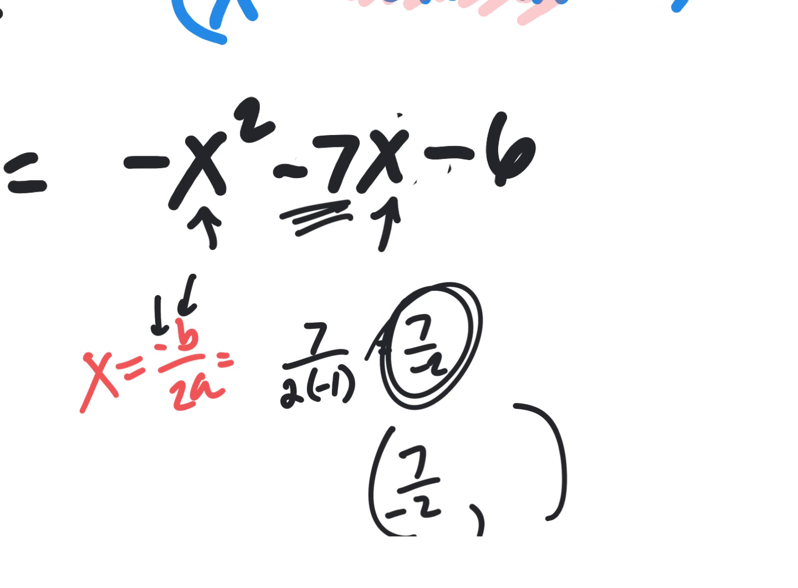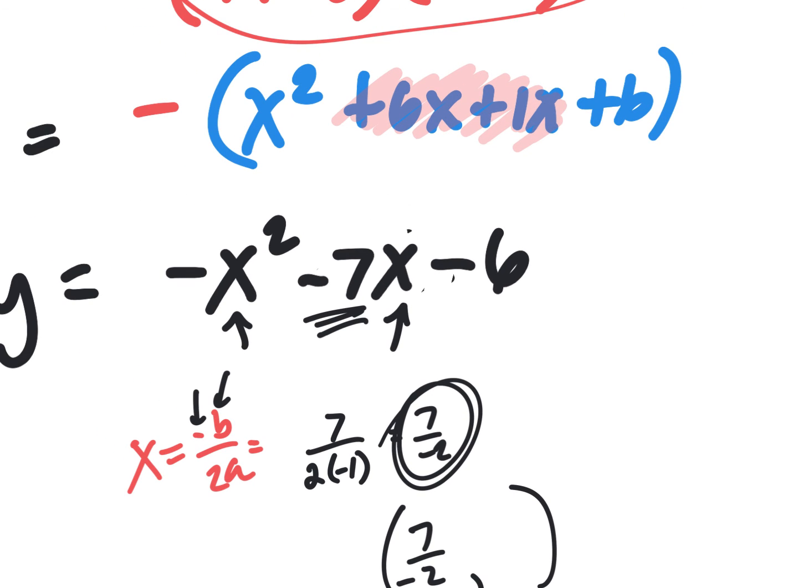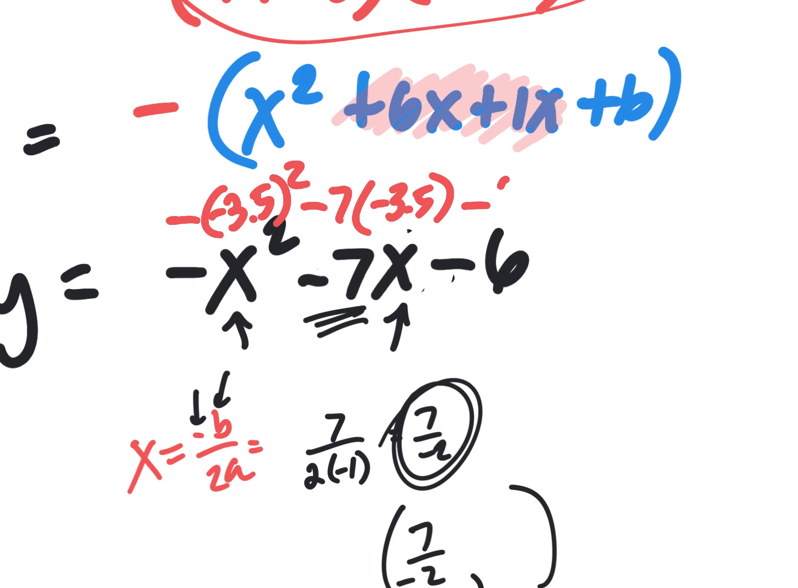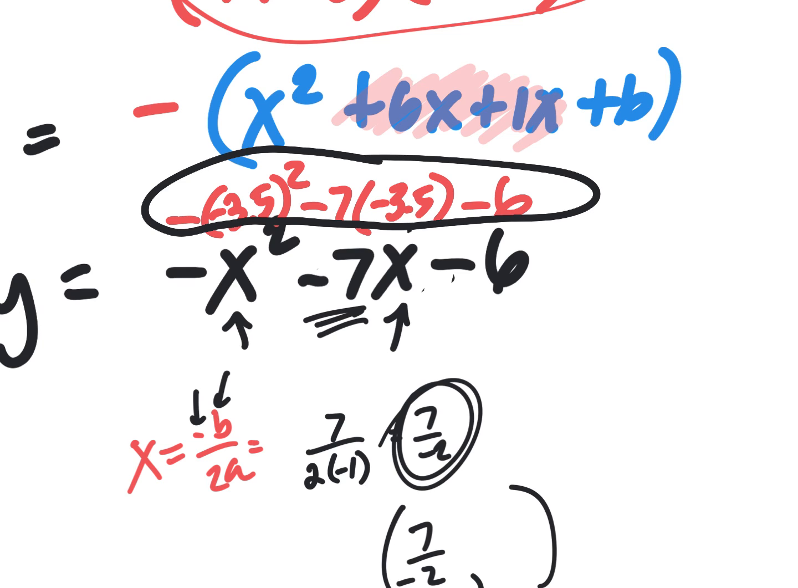All right, so yeah, if you had a calculator, 3.5 wouldn't be that hard to put in. But you'd have to put parentheses in. I'd have a negative and then parentheses, negative 3.5 squared minus 7 times negative 3.5 minus 6. With a calculator, I think you guys could do that. That's how you figure out what to put here.